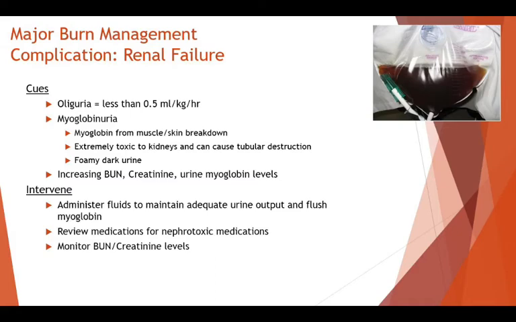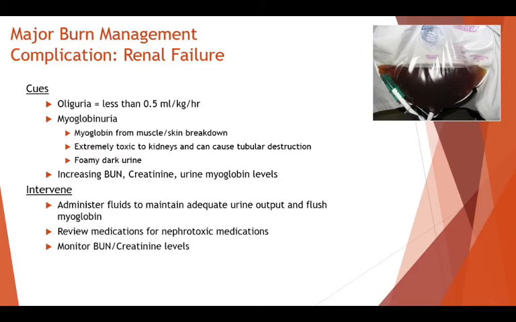But it does cause intrarenal failure. So they have a pre-renal cause because they have low circulating volume, and they have tubular destruction from the myoglobin and have foamy dark urine. So we're going to try to proactively fix this and keep the kidney functioning for us by large amounts of fluid, which the Parkland formula does provide. Even after the first 24 hours, they're still getting large amounts of fluid to help flush the kidney. So administer fluids, adequate urine output, flush myoglobin, and make sure that you are as intravascularly filled as possible.